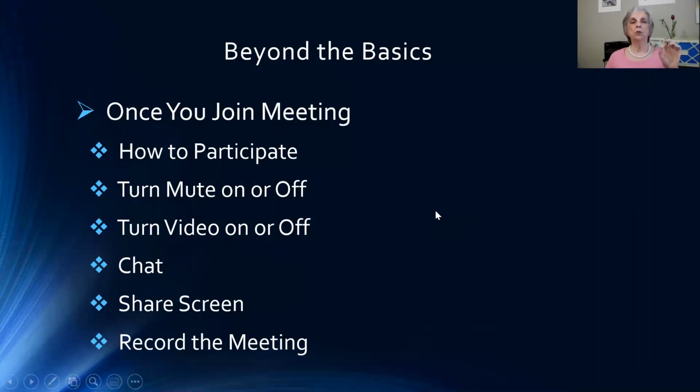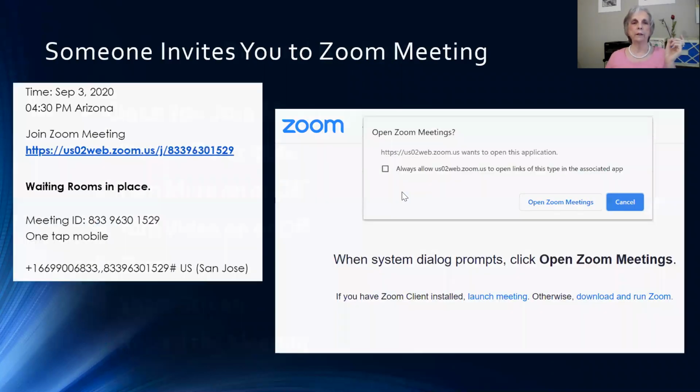So once you've joined a meeting, I want to talk about how to participate effectively, some things to consider, how to turn your mute on and off. That's the volume and your speaking and the possible background noise. How to turn your video on and off, how to chat, how to share your screen and record the meeting. So that's what I want to cover today.